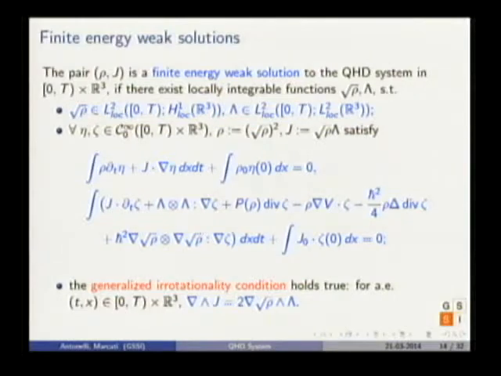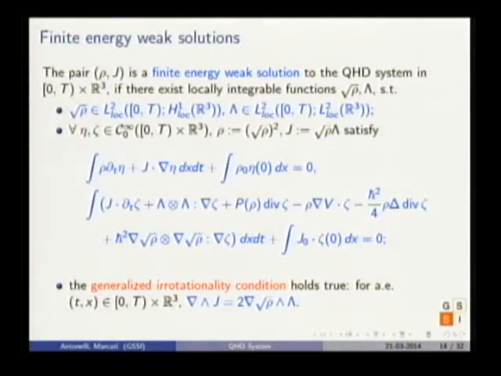Plus, they satisfy this generalized irrotationality condition. So for almost every t and x, I have that the curl of j equals twice the gradient of square root of rho wedge lambda. So what is that actually? I mean, this is something.